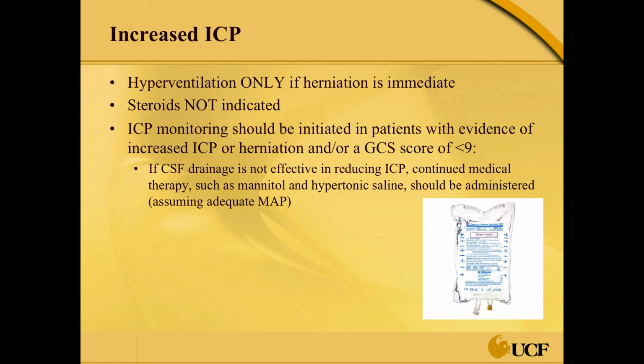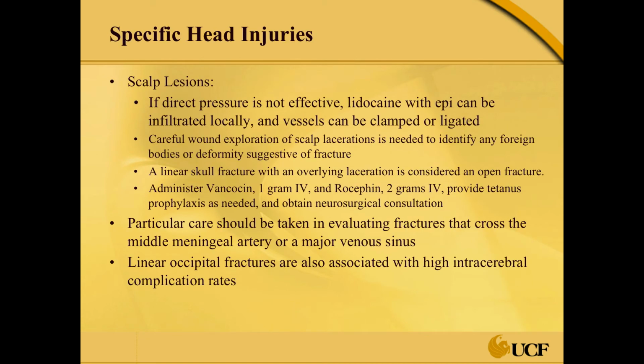ICP monitoring should be initiated if the patient has a Glasgow Coma Scale less than 9, or if there's evidence of herniation on the CT. If CSF drainage is not effective in reducing ICP, continued medical therapy, such as that mannitol we talked about, maybe even using hypertonic saline, all are things we're going to do assuming that the patient has an adequate MAP.